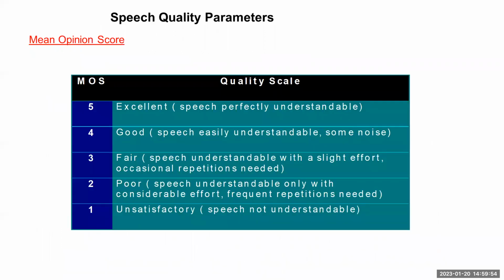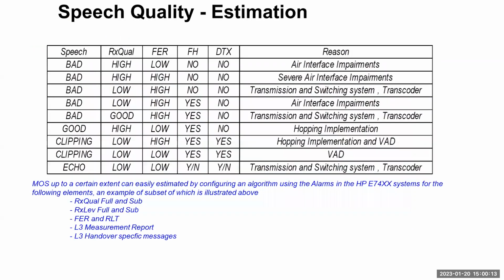The mean opinion score is the ITU parameter where a 5 means the speech quality is excellent, and a MOS of 1 means unsatisfactory speech, not understandable. So this is how we can estimate the speech quality, whether it is good or bad, or whether there is any echo or clipping. We can check by using these different parameters in the radio optimization drive test tool.